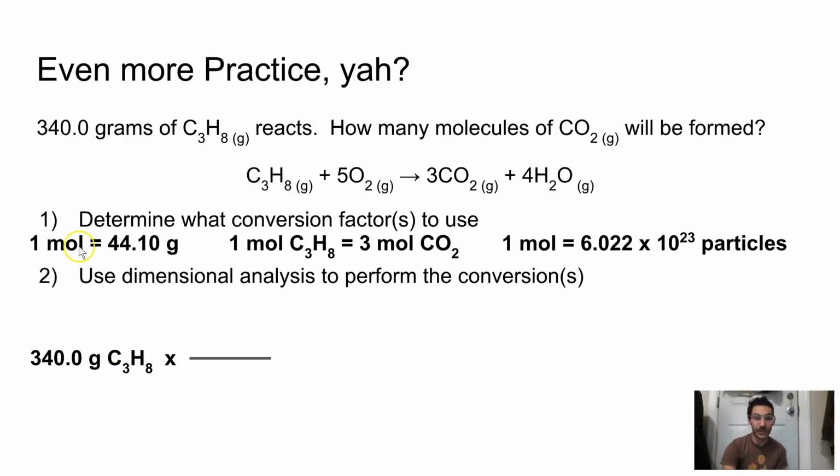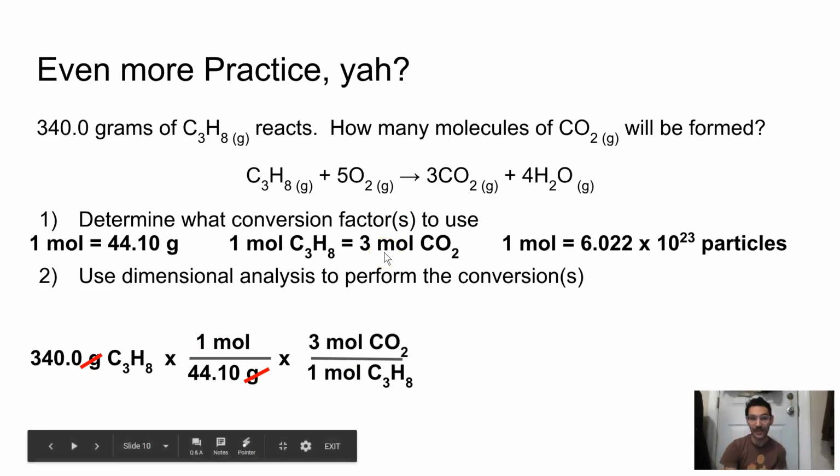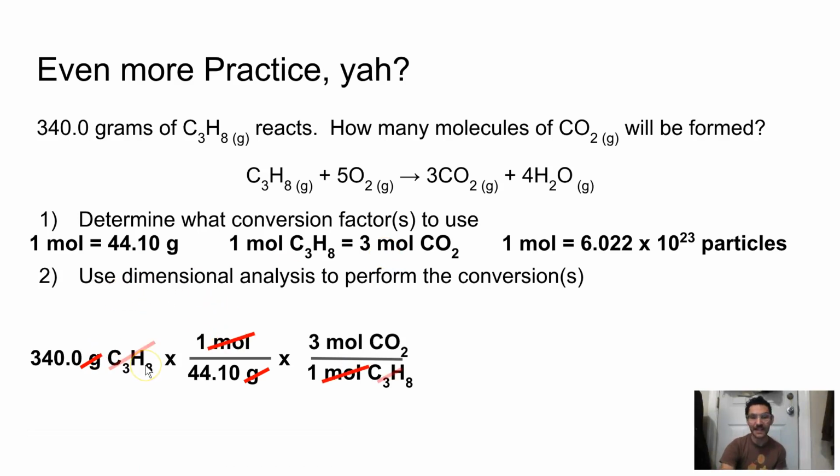So we use our molar mass first. We'll put grams in our denominator because we want to get rid of our units of grams, and they'll cancel out. We'll set up our next conversion. We want to change our C3H8 to CO2, so we'll put our 1 mole of C3H8 down below, and we'll put our 3 moles of CO2 up top from our balanced equation. And we can see our moles cancel out now, as does that C3H8.